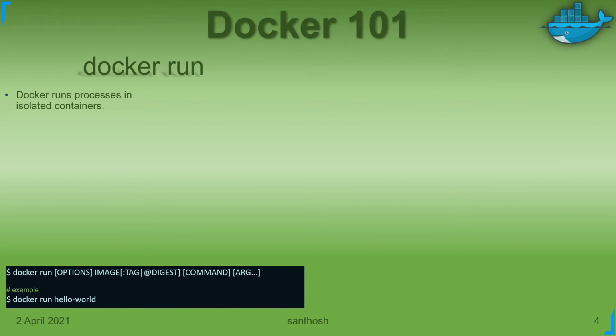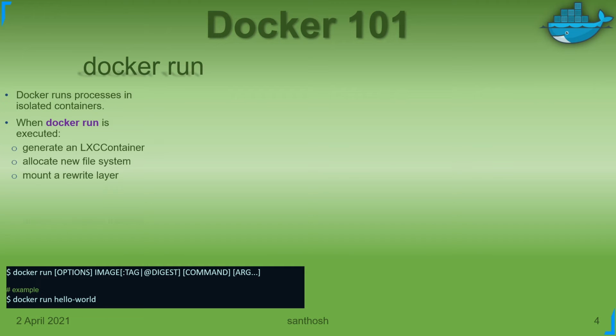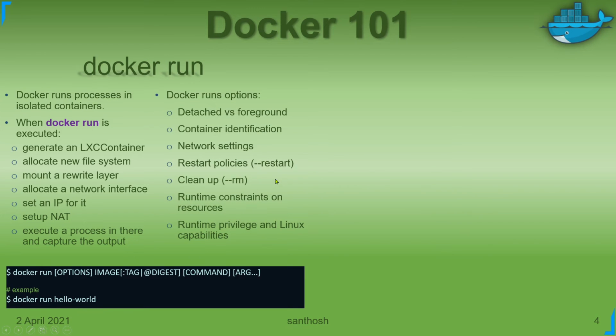So the next command which you're going to see is docker run. Docker run is the command which converts a read-only image into a Docker container. When docker run is executed, it generates a Linux container, allocates a file system, mounts a writable layer, allocates a new network interface, sets up an IP address, sets up NAT, and executes the process and captures its output. The commonly used Docker options are detach, container identification, network settings, and so on.